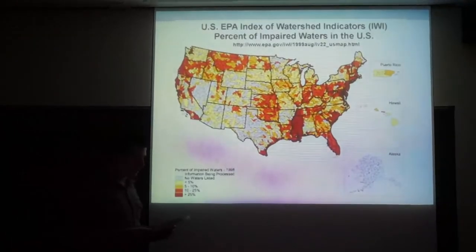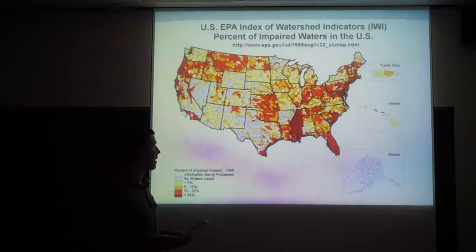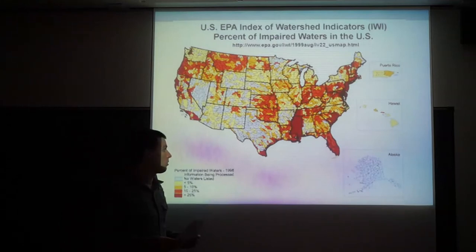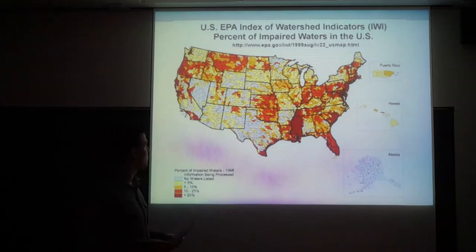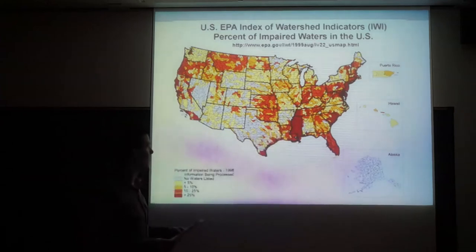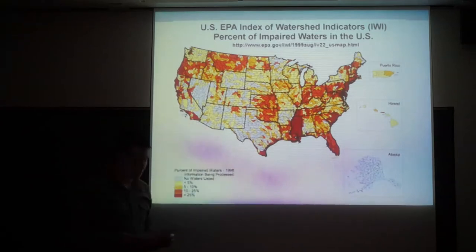Okay, this is a picture that shows the impaired waters in the United States. The lighter areas show areas with less impaired rivers and water bodies, and the darker areas show more pollution. So as you can see, Mississippi and New Jersey have heavily polluted water bodies, and places like Alaska and the Midwest don't have too many impaired water bodies.